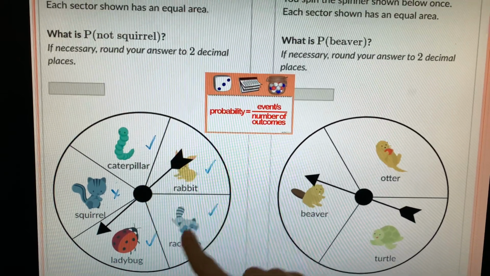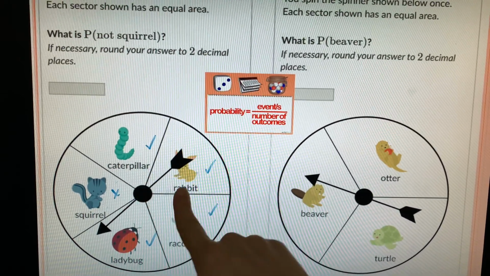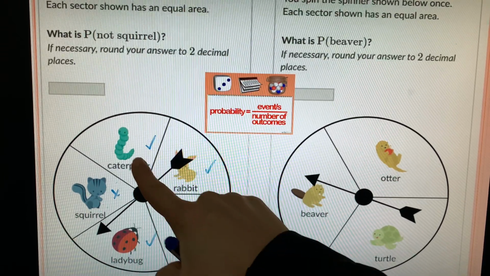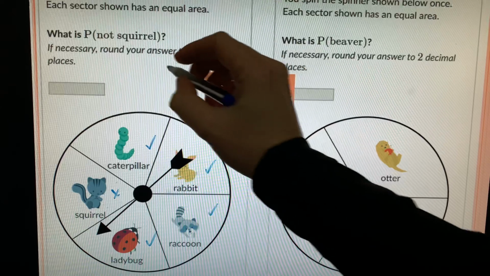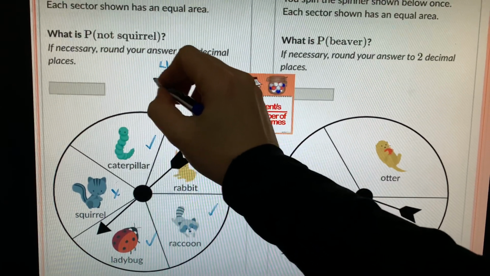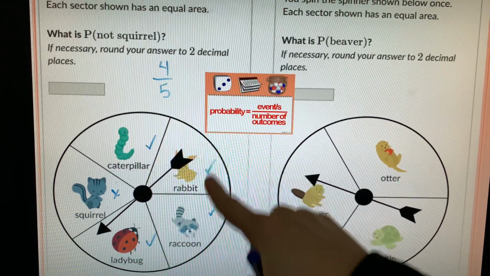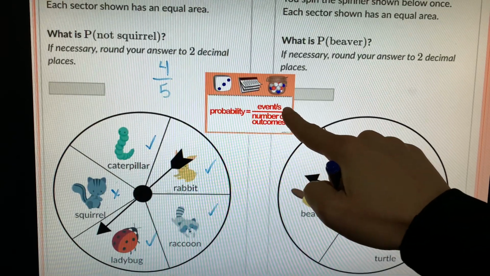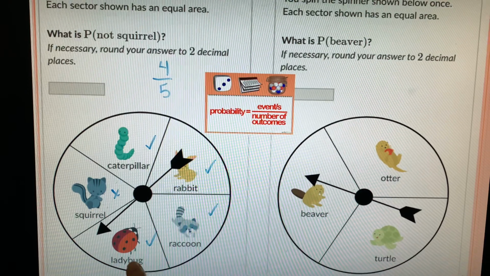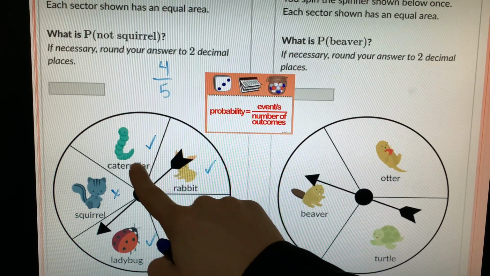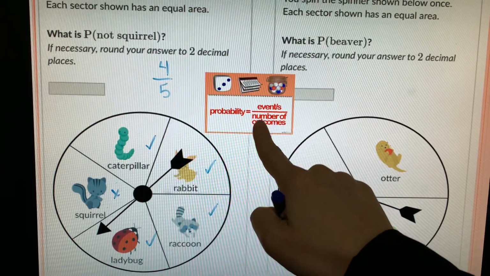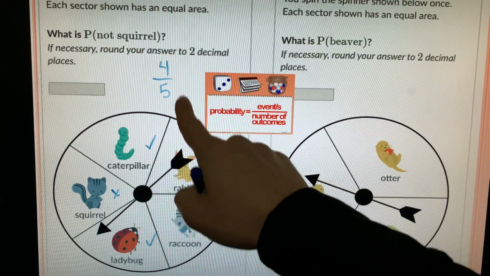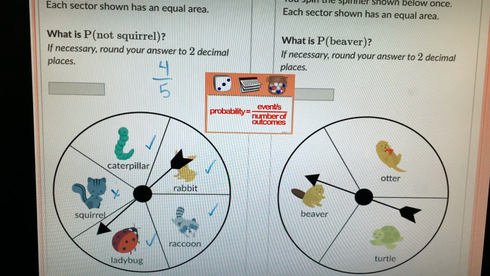So what are the chances of getting every other animal that's here except for the squirrel? So I have 4 chances of getting an animal that is not a squirrel out of 5 total possible outcomes. So my event is 4. I want 4 animals that are not squirrel, and the total is 5. So what is this as a decimal? 4/5. I want you guys to do that on your own now.